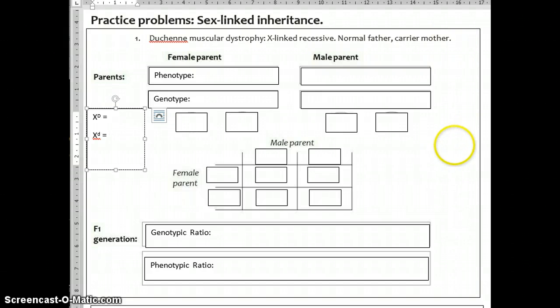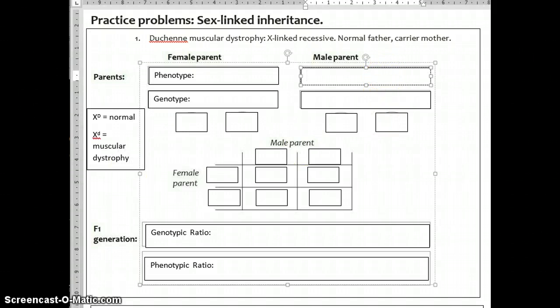So the first thing that we must do is decide what our notation is going to be. Let's choose the letter D to symbolize our particular allele. So we have two options. We have X capital D and X little d. Because it's an X-linked recessive condition, the capital D is going to be our normal allele, and therefore X little d is going to be our affected allele that codes for muscular dystrophy.